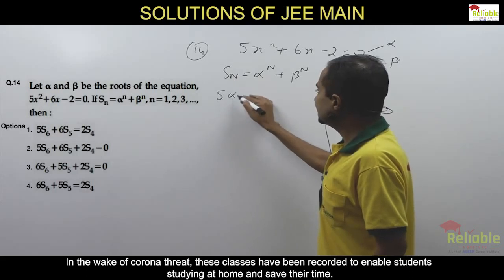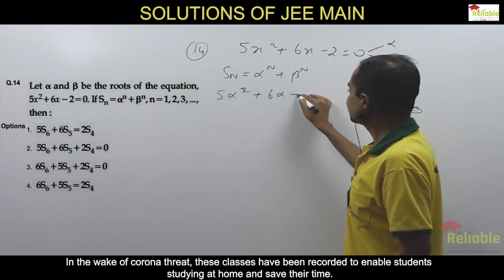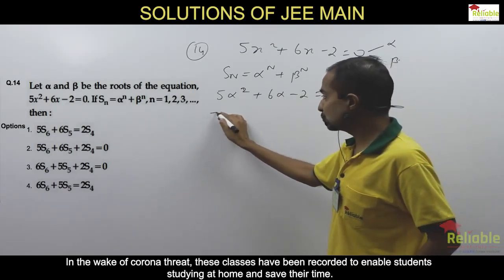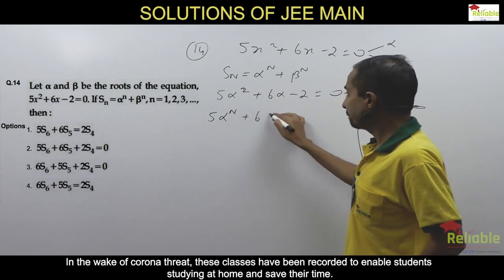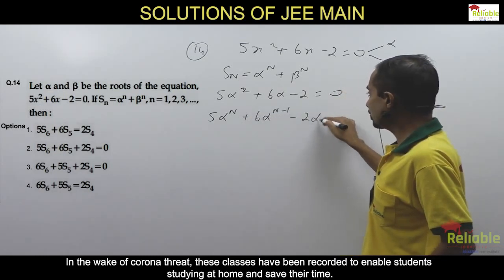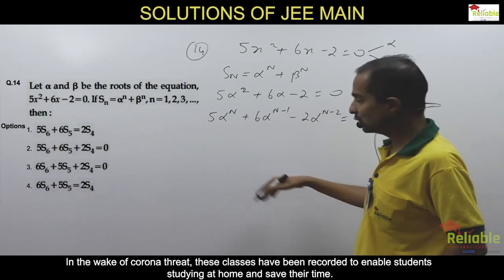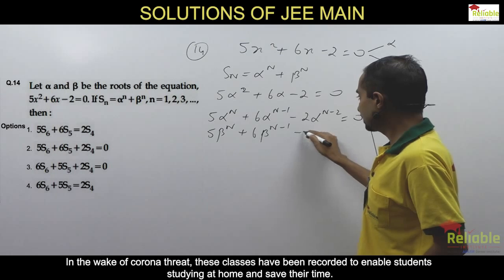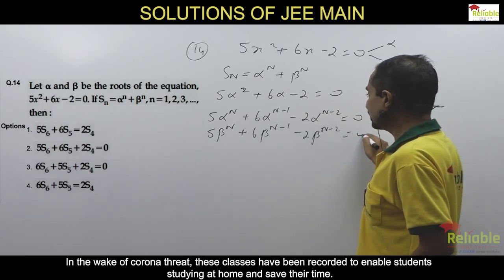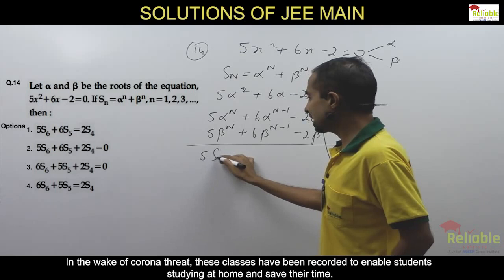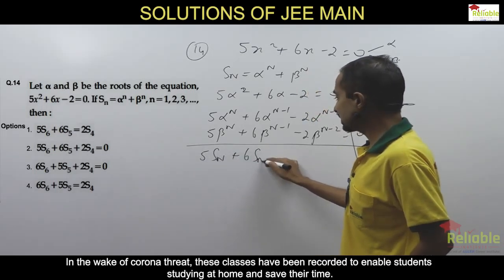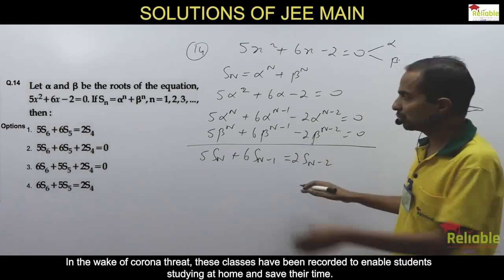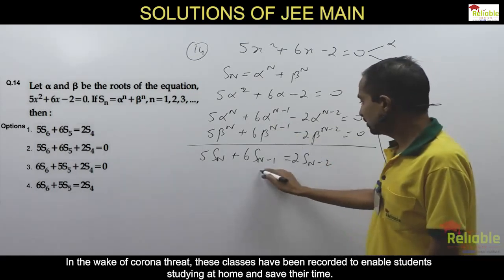So essentially alpha satisfies it, right? So just multiply by alpha to the power n minus 2. So this is what we are going to get after multiplying with alpha to the power n minus 2. A similar equation we are going to get in beta also. All we need to do is add. So 5 times Sn plus 6 times Sn minus 1 minus 2 times Sn minus 2. This is a reduction formula and as you can see, that's your first choice.